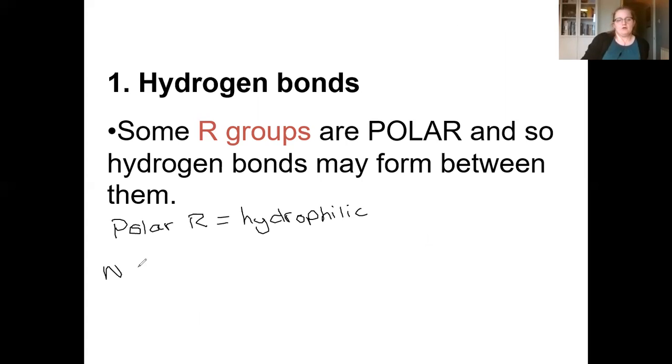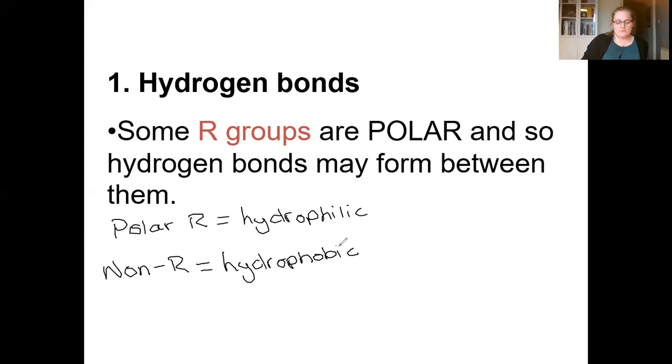Non-polar R groups are going to be R groups that have equal sharing of their electrons. Non-polar R groups are going to be hydrophobic. Means that you're not going to want to be near water. So we can start to see that actually we're getting a push and pull here. Some are going to want to be closer to water, some are going to want to be further away from water. So we're getting these interactions, these intermolecular forces. This is going to start forming a shape.